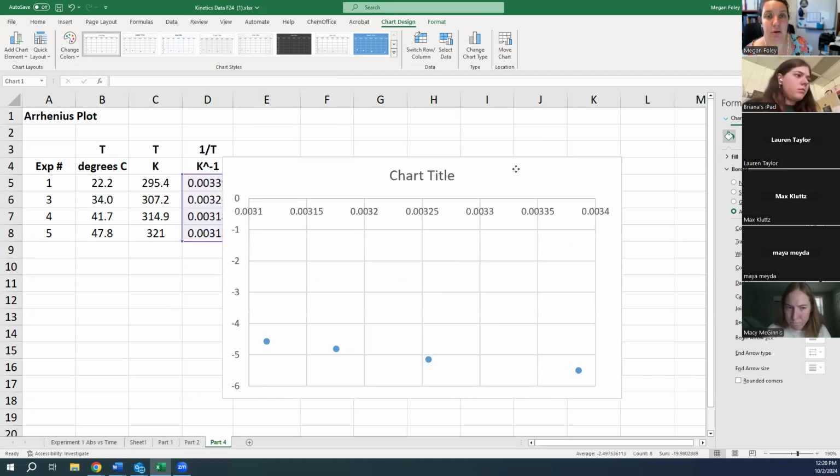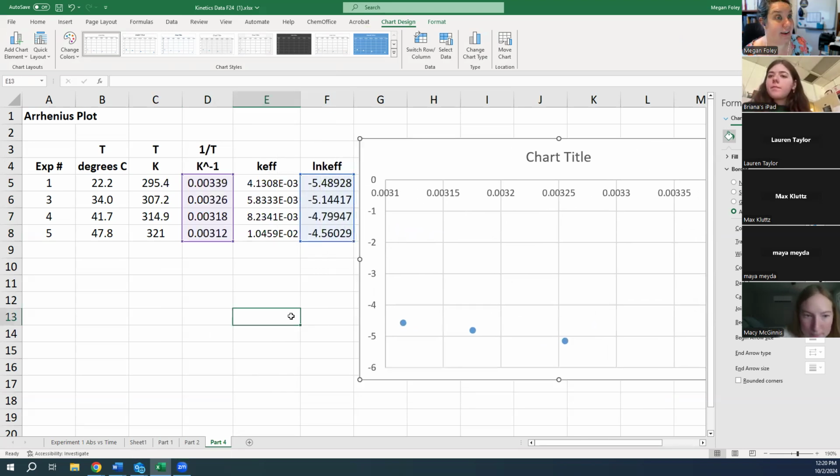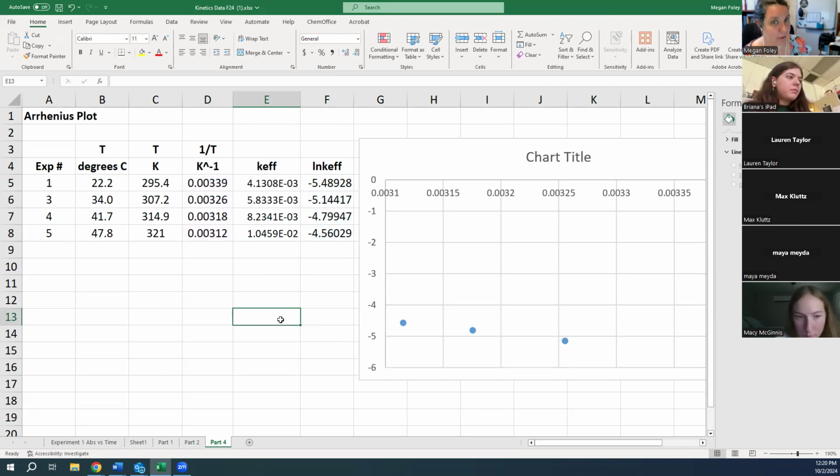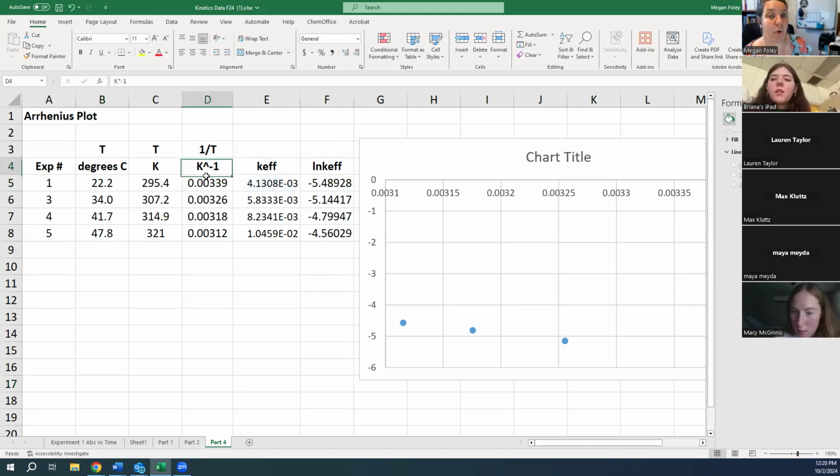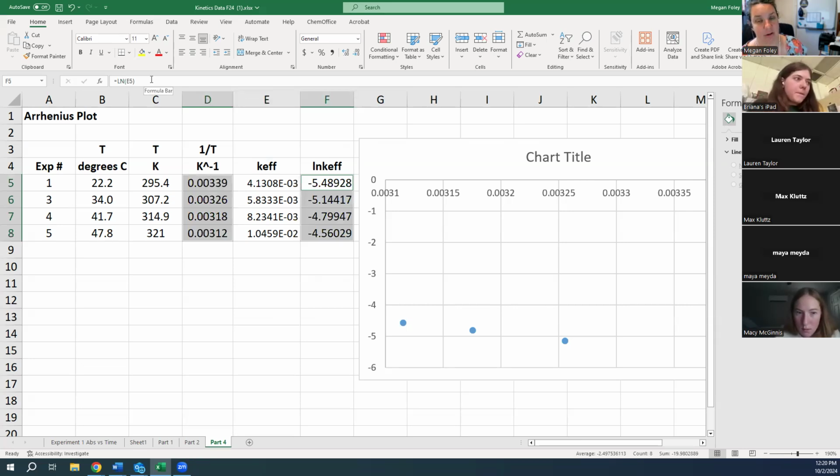What was the formula that you used on the ln k effective section? It's ln k effective. So equals ln, open parentheses, click on the k effective, close parentheses, enter. Thank you. Wait, how did you highlight the separate columns? Click on one set of data, then since you're on a Mac, hold Command down and click on the other column. What was the equation you used for that? Equals ln, open parentheses, click on the cell, close parentheses and enter.